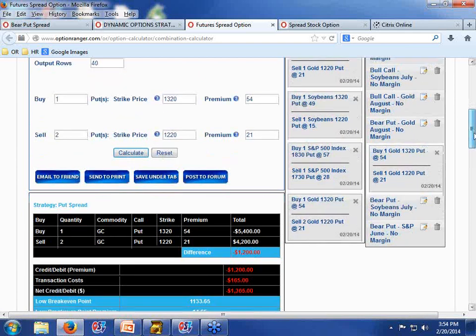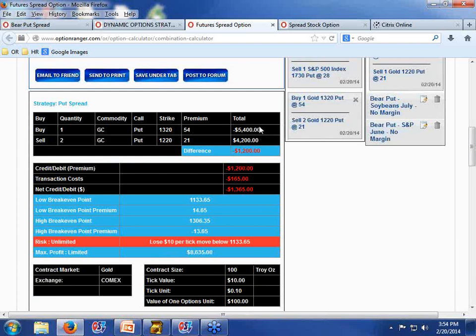Number one, you pay 5,400 as before on the long option, 5.54 in premium, but you're collecting 21 on two positions, which is 4,200. Now this trade is only 1,200 instead of 5,400 as a debit, much cheaper. Well, that's good. What can be wrong with that? You pay your commissions. Your net outlay then is 1,365. You've got a high break-even point, a low break-even point, and as you can also see, this has just become a margin trade.